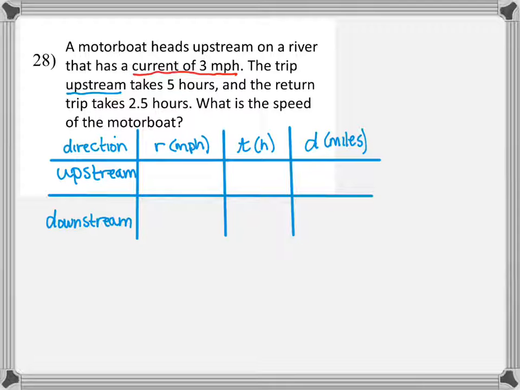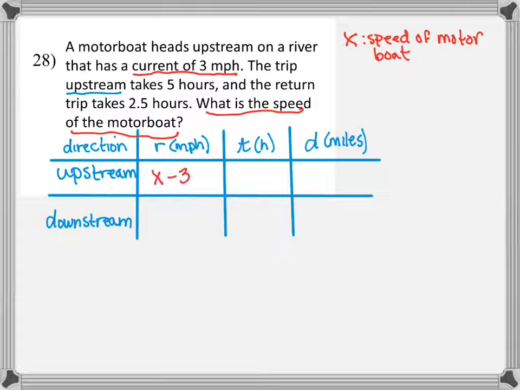So the current has a speed of 3 miles per hour. So remember, this is what will be added to or subtracted from the speed of the motorboat, which is what we're finding. That is what our x will be this time. So here, x is the speed of the motorboat. So for upstream, where we're going against the current, our rate will be x minus 3.